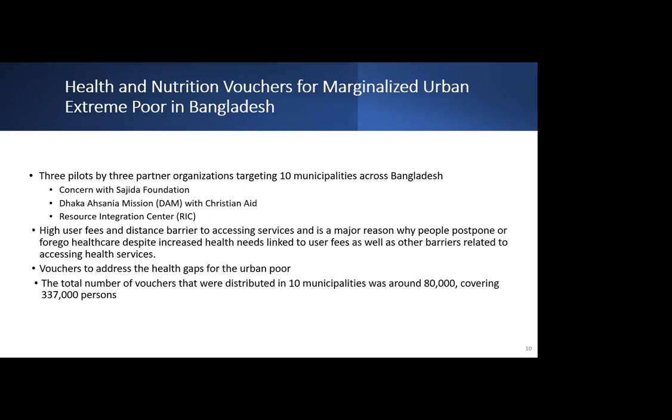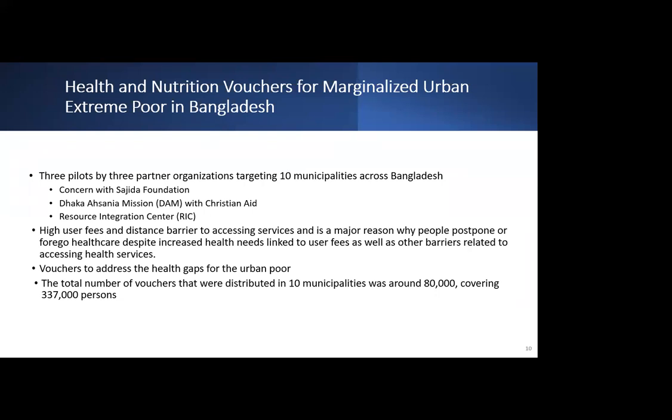So it was implemented in 10 municipalities across Bangladesh, with a large number of people. 80,000 vouchers were distributed to 10 municipalities and implemented by 3 organizations: Sajidai Foundation, DAM with Christian Aid, and Resource Integration Center. The response was needed because the poor communities had high user fees and distance barriers in accessing some of these services, which led to either postponing receiving treatment or relying on negative coping mechanisms. So these vouchers were provided to address these health gaps for the urban poor.